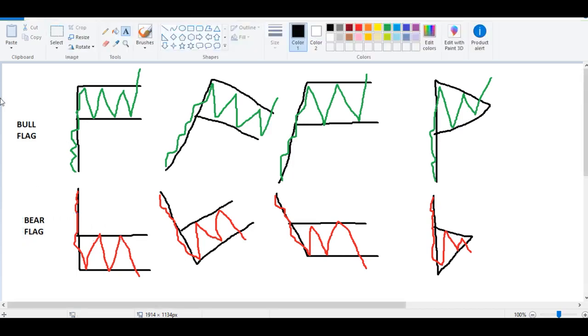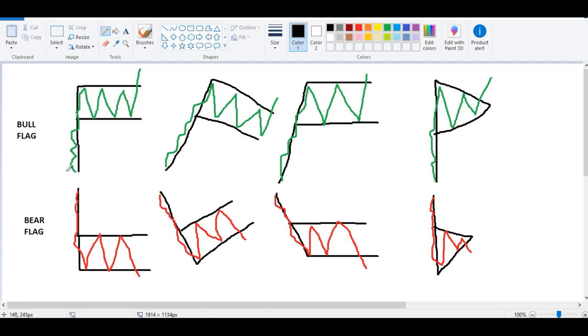A bull flag is a bullish trend continuation pattern. So as you can see here, what is happening is price moves up in an impulsive manner. We're not getting sideways and then up, sideways and then up. This is a one-sided up move, followed by a consolidation, or a sideways movement. If you can see this pattern, it clearly looks like a flag and pole pattern.